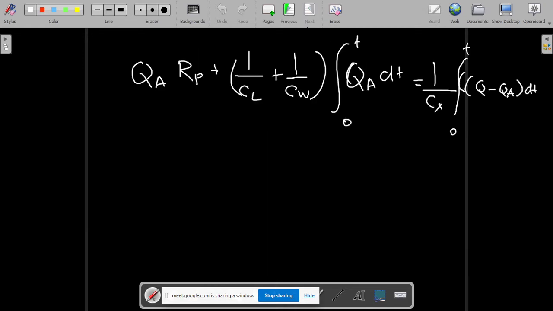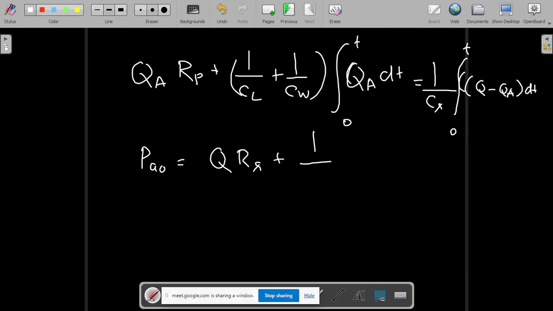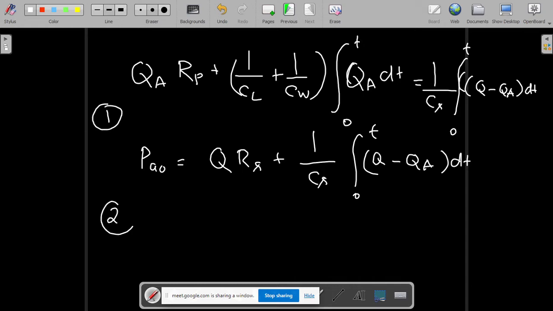So for the second equation I can just put PAO is equivalent to Q into RS plus 1 by CS into integral from 0 to t of Q minus QA dt. So these are the two equations. This is my first equation, this is my second equation.